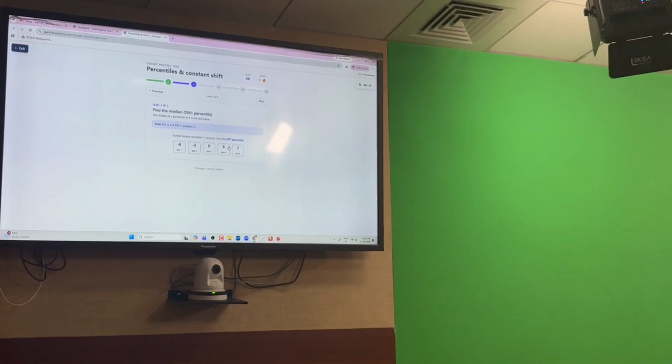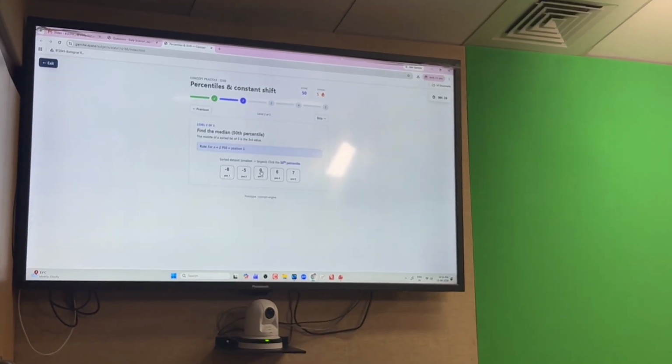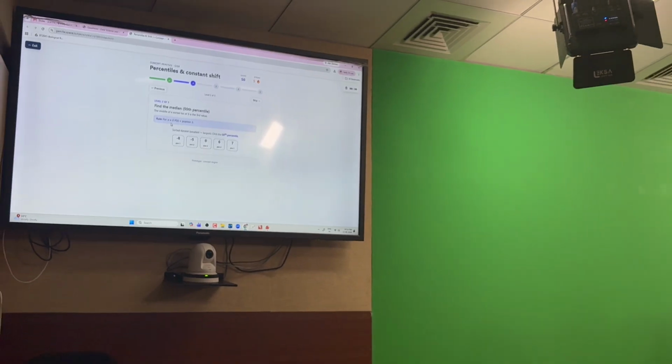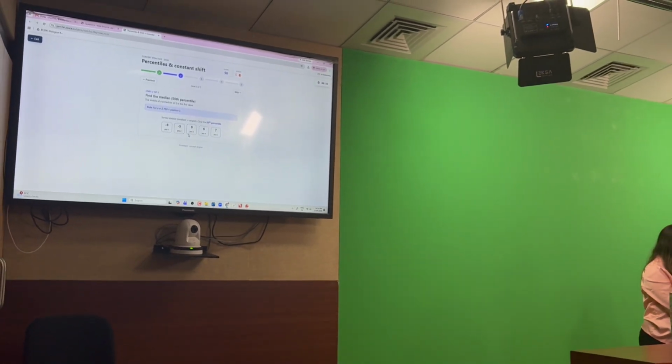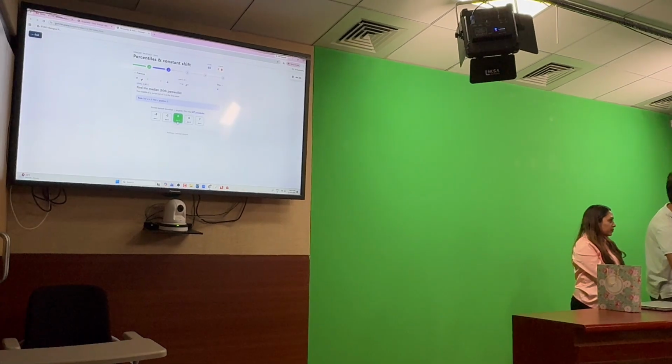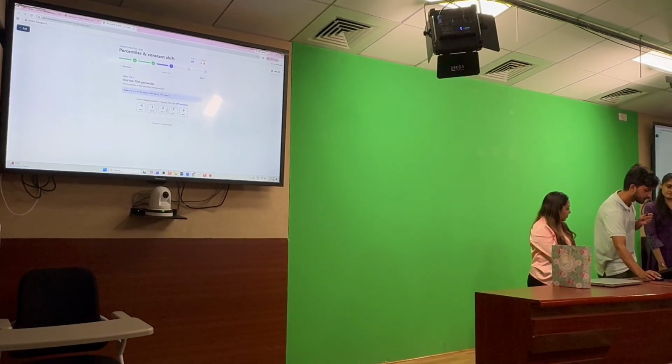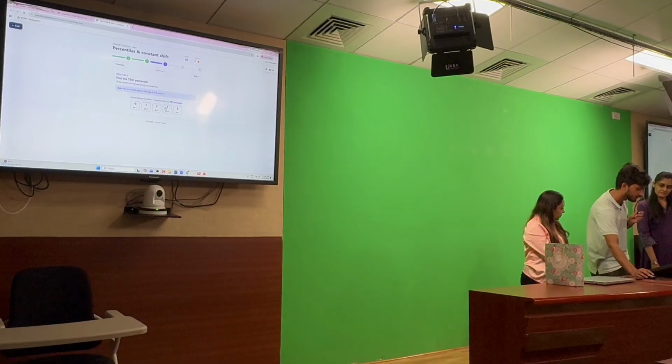Now again, it is telling me to click on the 50th percentile. It also tells me the rule here. The 50th percentile, for 5 values, is the 3rd, the center value. So I will click on 0. So it's right. Now I'm in level 3. What is the 75th percentile? The 75th percentile will be at position 7.